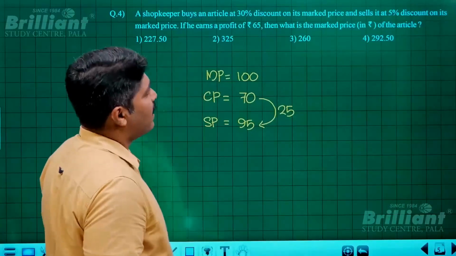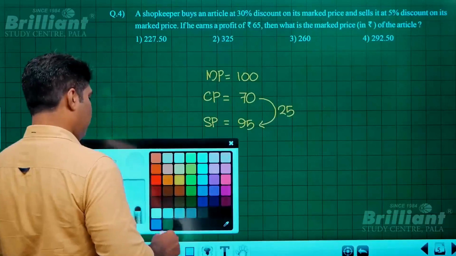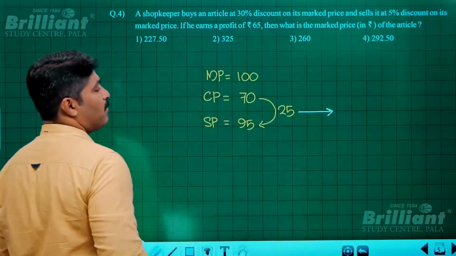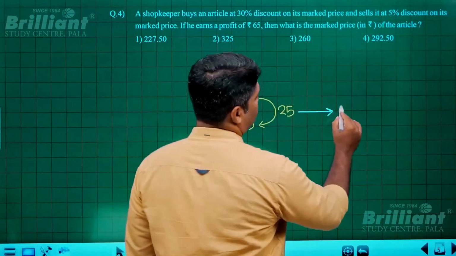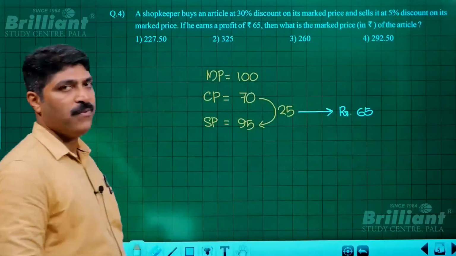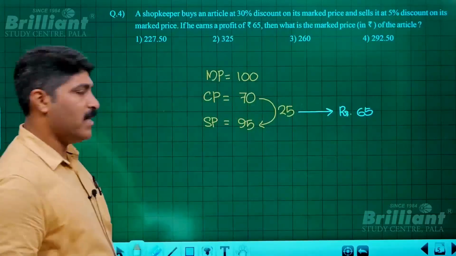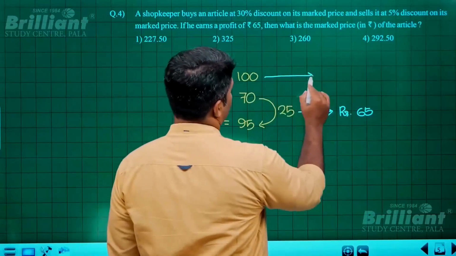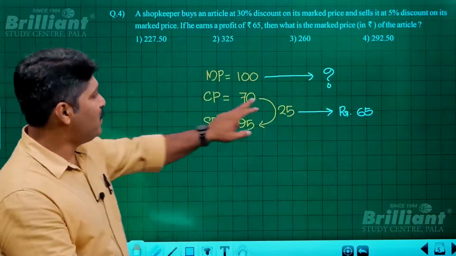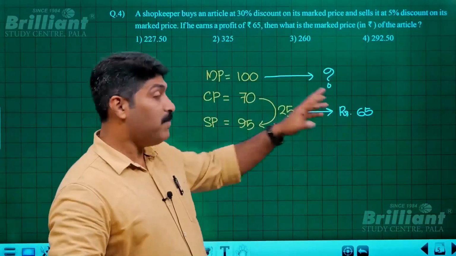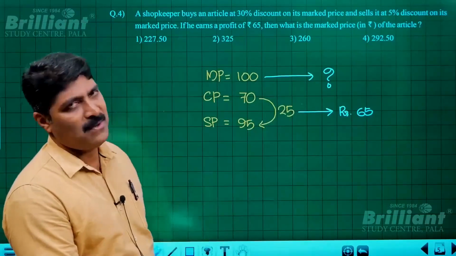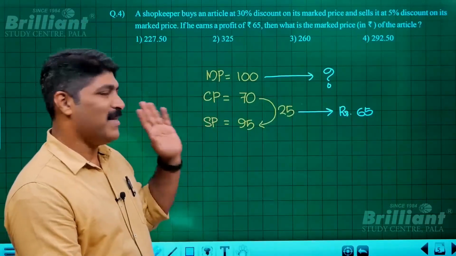So then we can connect it. If this 25 is representing the actual rupees 65, it is given that the profit is rupees 65, then what was the marked price that we have to find out? Then what does this 100 represent? So that's a simple logic. If this 25 is representing rupees 65, what does this 100 represent? So how to reach the conclusion?